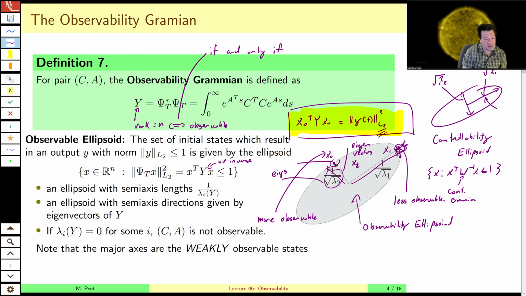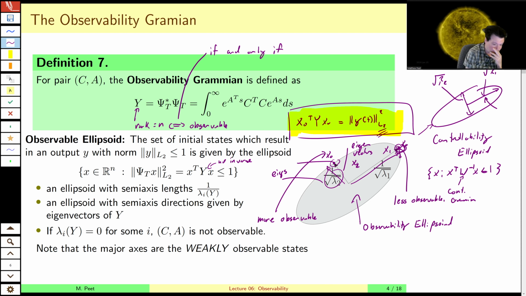And then you can take this to the extreme, right? If this length here is 0, then this direction... So if this length is infinite, then the direction is not observable at all. Right? So you'd have to go infinitely far in this direction in order to produce an output.